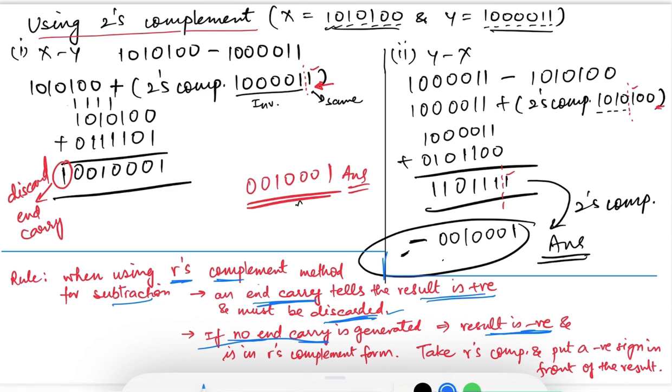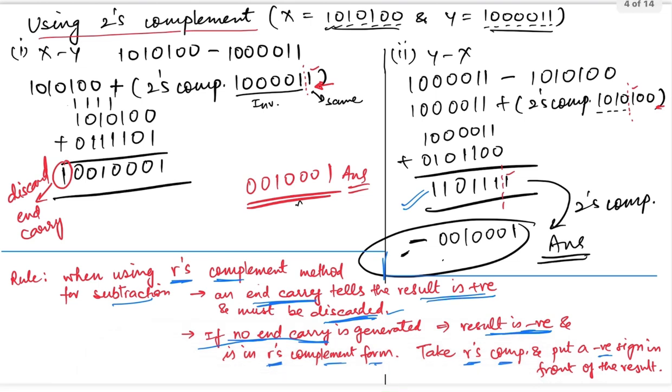Like in the previous example we used the tens complement for the subtraction, that means the result is in its tens complement form. In this example we used the 2's complement method, so this result is in 2's complement form. So the result is negative and in its R's complement form. Take its R's complement and put a negative sign in front of the result. So the final result will be a negative sign and the R's complement of that sum.